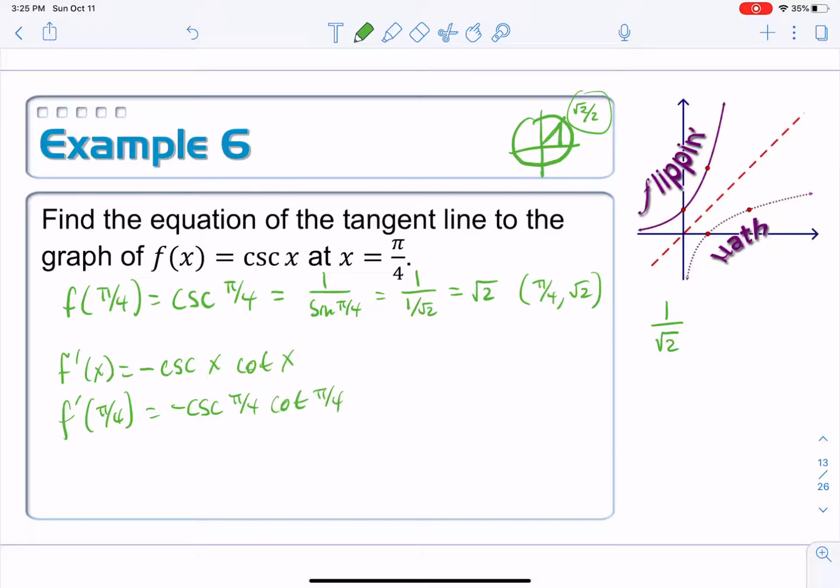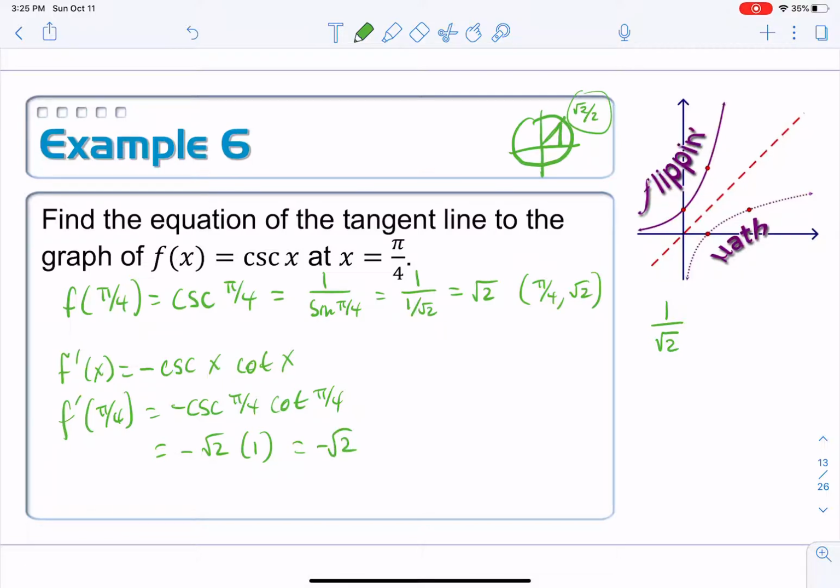All right, I'm pretty sure we just found cosecant of pi over 4. That's square root of 2 business. I got negative square root of 2. How about the cotangent of pi over 4? So pi over 4s are super special for both sines and cosines. Those things are just equal to 1. So let's go ahead and multiply this by 1 to get negative square root of 2.